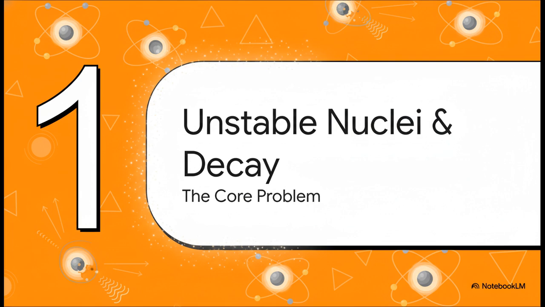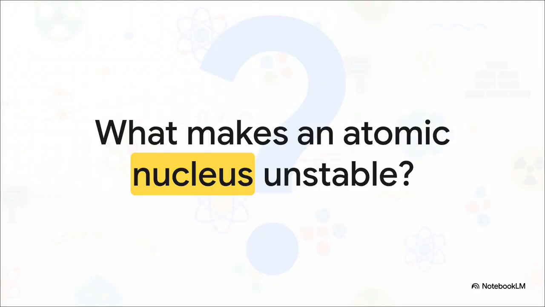Okay, first things first, let's get right to the heart of it. Why does radiation even happen? Well, it all starts with a problem, an instability right at the very core of an atom. So what is going on here? Well, you know the nucleus is just jam-packed with protons and neutrons. And for that nucleus to be stable, it needs a really specific, happy balance between them.